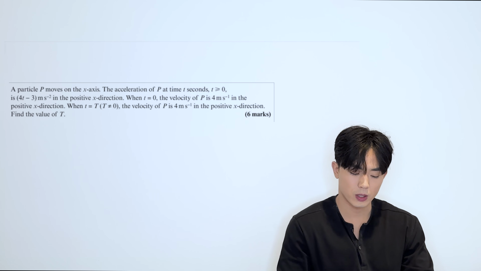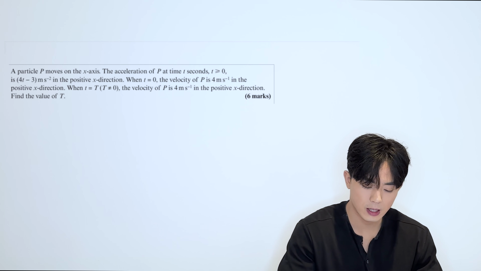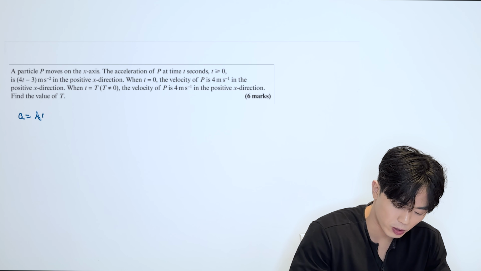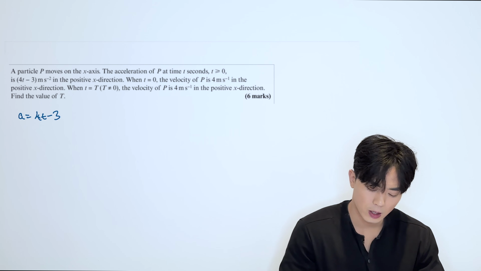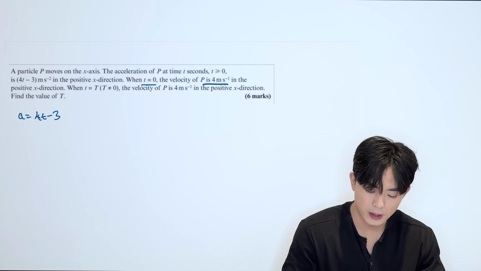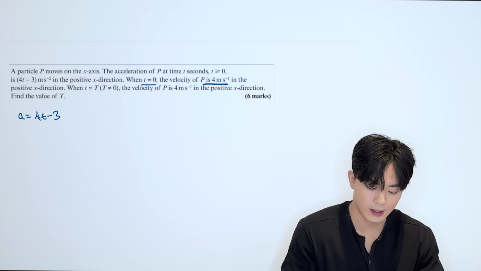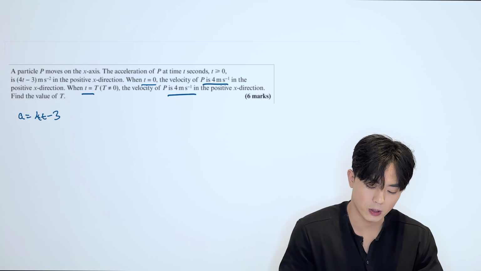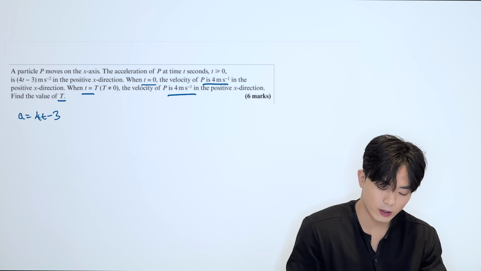The second example: a particle P moves on the x-axis, and the acceleration of P at time t seconds is given by this. So we're given the acceleration function, which is 4t minus 3. When t is 0, the velocity of the particle P is 4 meters per second in the positive x direction. When t is capital T, the velocity is 4 meters per second in the positive x direction. Find the value of T.